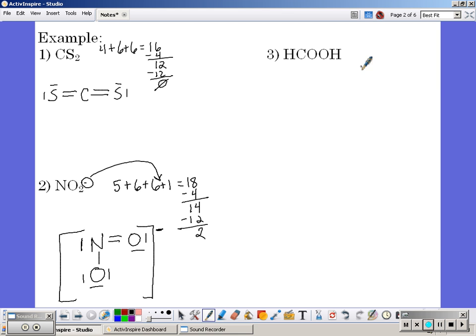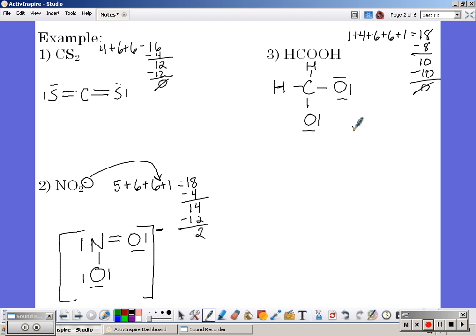Looking up here at number 3, hydrogen has 1 valence electron, carbon has 4, oxygen, oxygen, and hydrogen. So again, that's 18. Carbon would go in the middle. I would have 2 oxygens and 2 hydrogens to go around. 1, 2, 3, 4. So I've used 8, leaving me with 10 electrons. 2, 4, 6, 8, 10. Alright, so now I've used up all of my electrons.